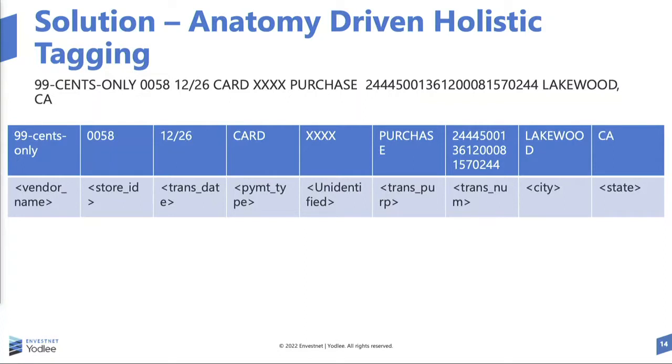Every part of the transaction description will be classified into one of those tags, right? So in this example, the 99 Cents Only is a vendor name. There's a store ID which is captured in this example. There's a transaction date captured. The payment type is captured. Sometimes you have data which is completely unidentified because it's masked out for certain reasons. It talks about the purchase type, the transaction number, the date, and the state and the city, right?